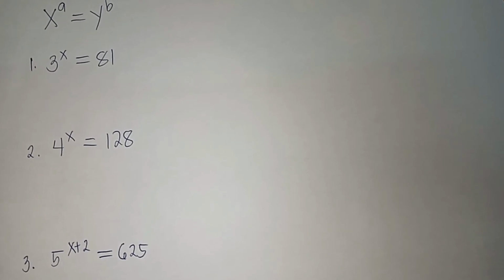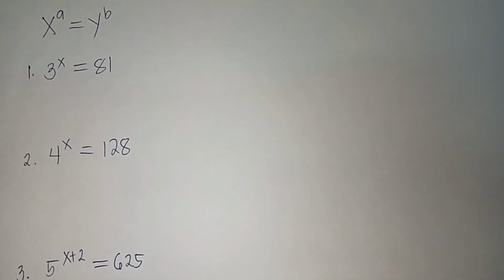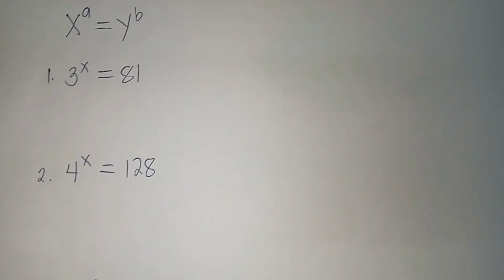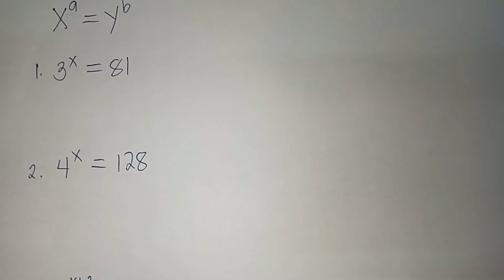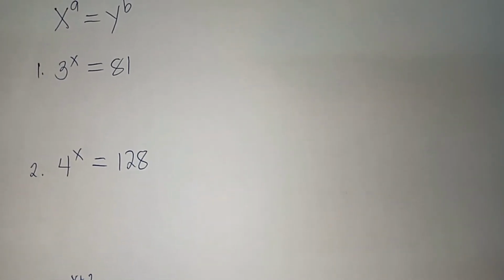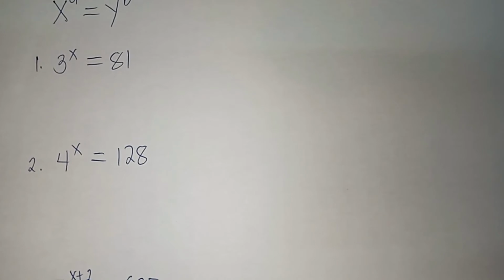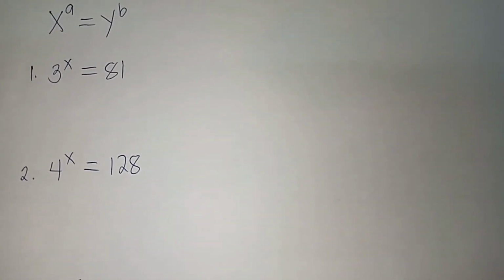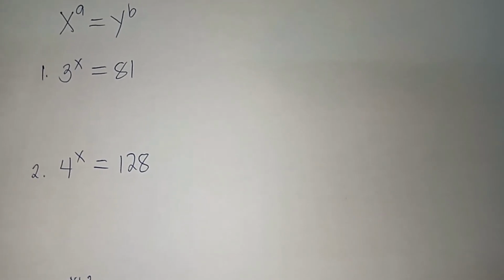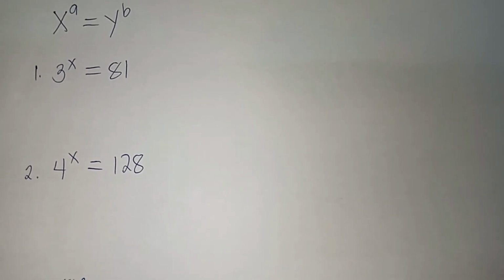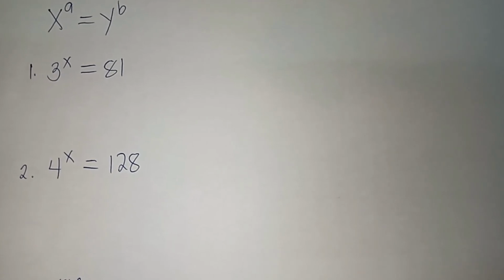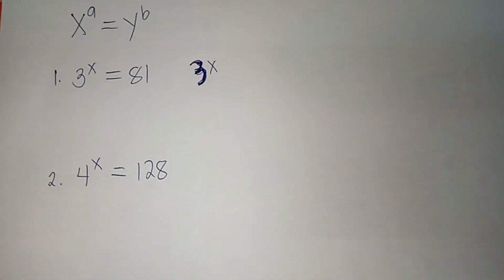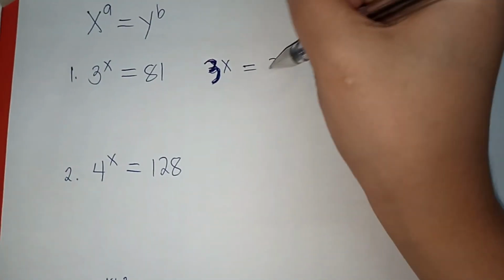Okay? Let's try it for number 1. First example. We have 3 raised to x is equal to 81. So, 3 raised to x, missing yung exponent ni x para mag-equal kay 81. That means, ang 81 natin, maghahanap tayo ng maaaring base ni 81 na may exponent. Since 3 raised to x, dapat ang maging base ni 81 ay 3 din for them to be equal. Okay? So, we have 3 raised to x is equal to 3.